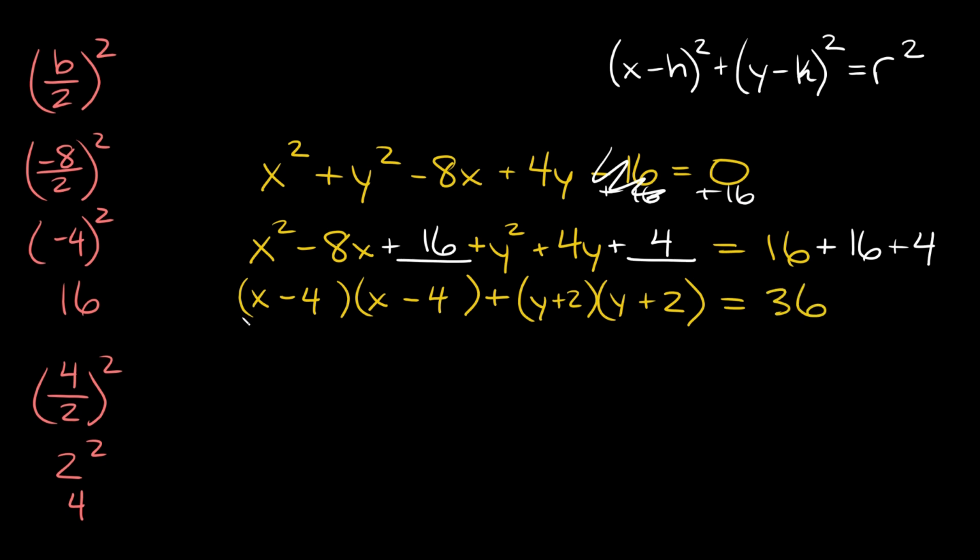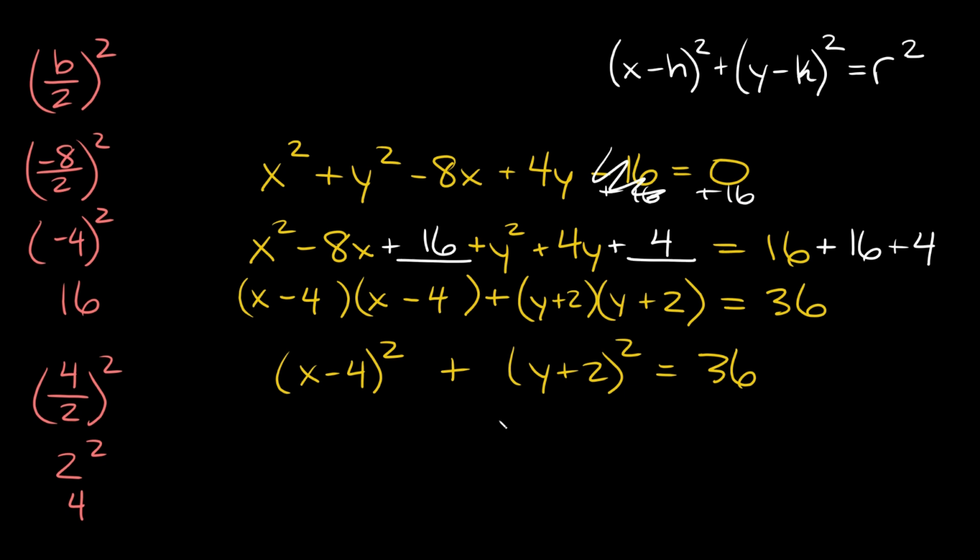Okay, great. So now that we, again, have the same factors, we can combine them, right? So x minus 4 times x minus 4, we can write just as x minus 4 squared. And then we're going to add that to this one over here, right? y plus 2 squared. And that's equal to 36, right?